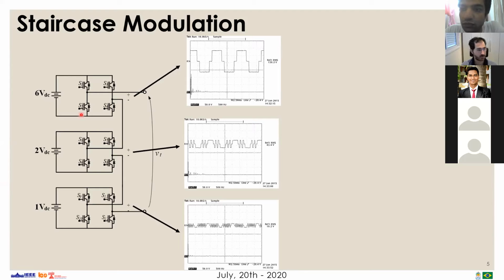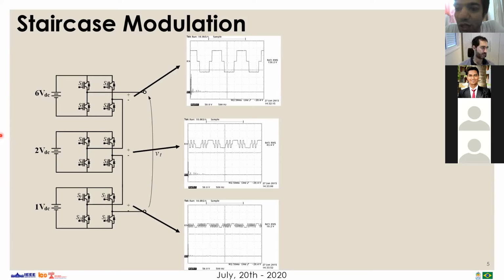Sir, I have one more question. Are asymmetrical cascade H-bridge converters useful for the DVR application, custom power devices? DVR, dynamic voltage restorer. Please type your question.